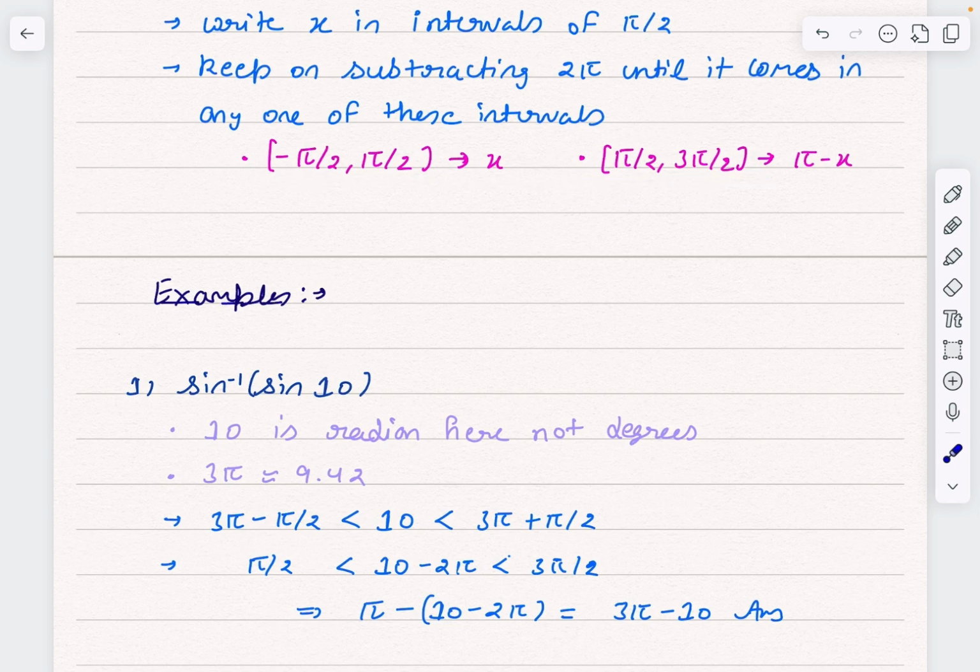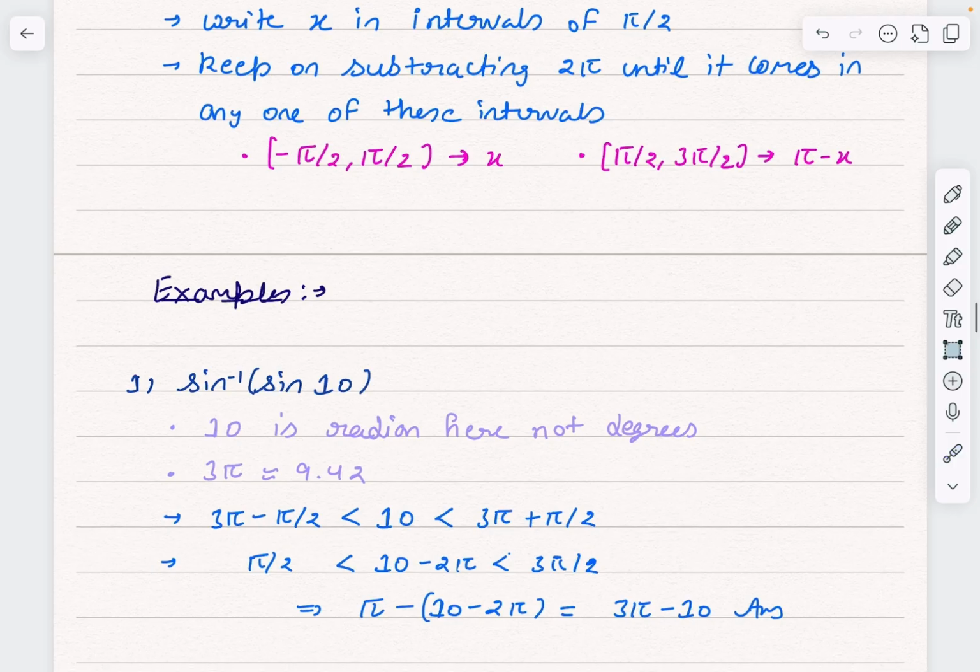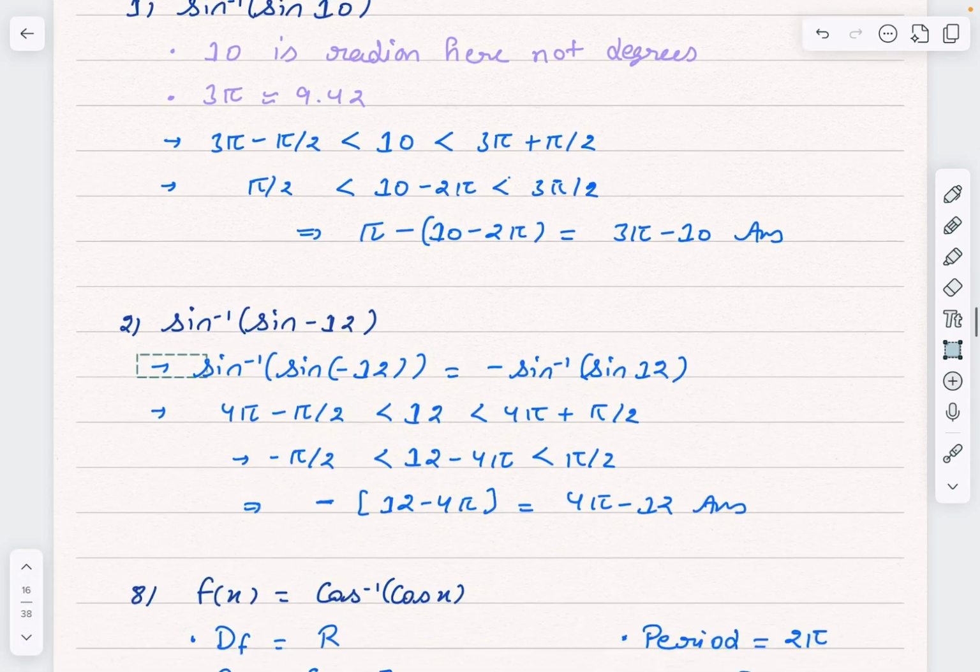If I subtract 2 pi, 10 minus 2 pi will lie between, like if I subtract 2 pi from here, it will become plus pi by 2. If I subtract 2 pi from here, you get 3 pi by 2. So 10 minus 2 pi will lie between pi by 2 and 3 pi by 2. When we discussed, if it lies between pi by 2 and 3 pi by 2, the answer will be pi minus x. So this thing will serve as x here, so it will be pi minus x, you get 3 pi minus 10. That is your final answer. Okay, this is very, very important, guys. Make sure you understand this thing. Then try this next one yourself. One second.